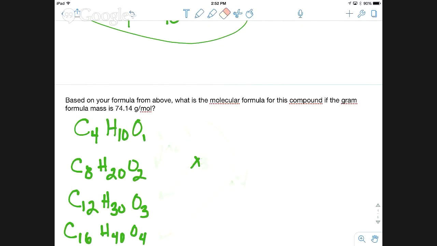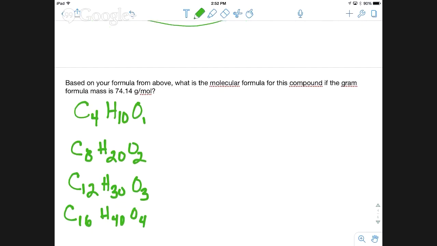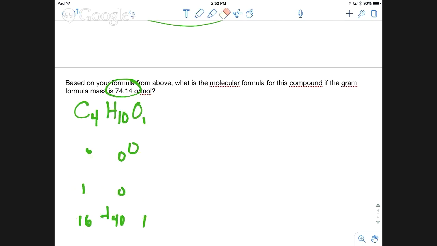So this is what I call guess and check. And you could do guess and check and see which one of these adds up to that 74.14 that you need. And that's fine. It's just going to take a little while. A faster way to do it, and I'm going to delete these just to make my life a little easier and save me some space.